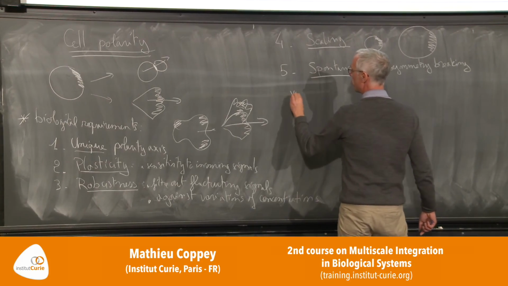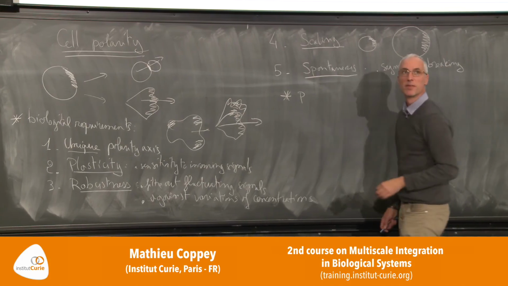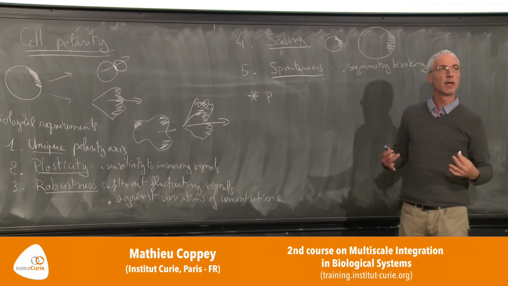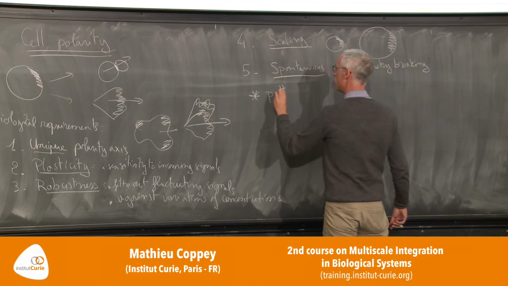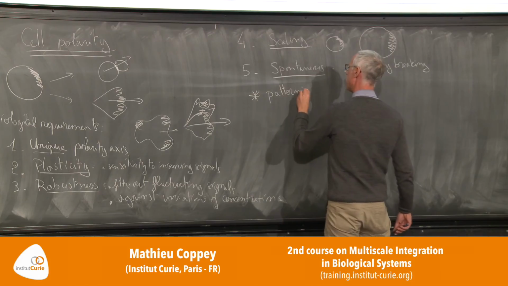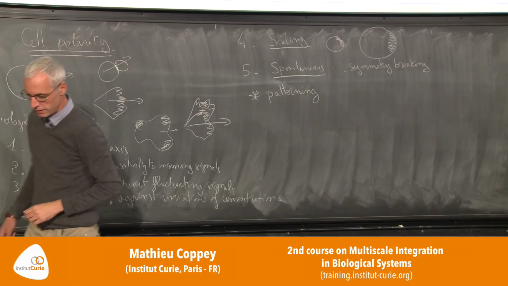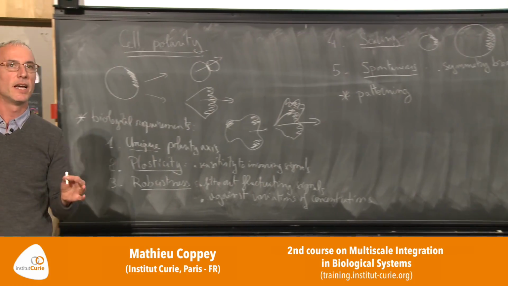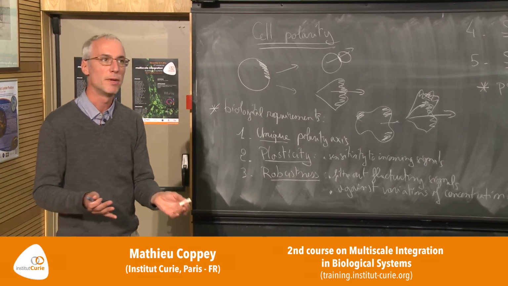The second point will be more from physics, actually. I'm going to show you the basic ways that physicists thought about how to pattern an object in space. So I'm going to talk about patterning. And patterning is really an idea that is related to cell polarity, because at the end, what you want to do is to pattern space when you polarize an object, a biological object here.